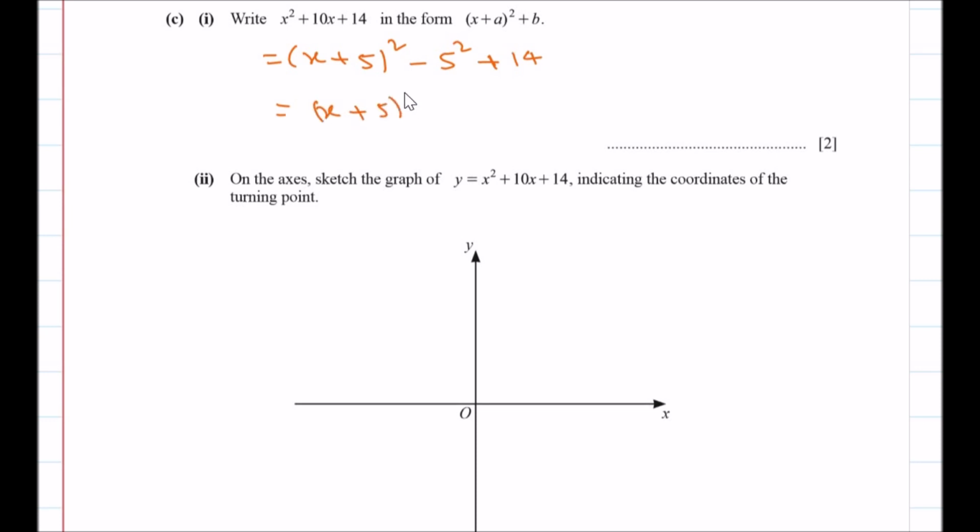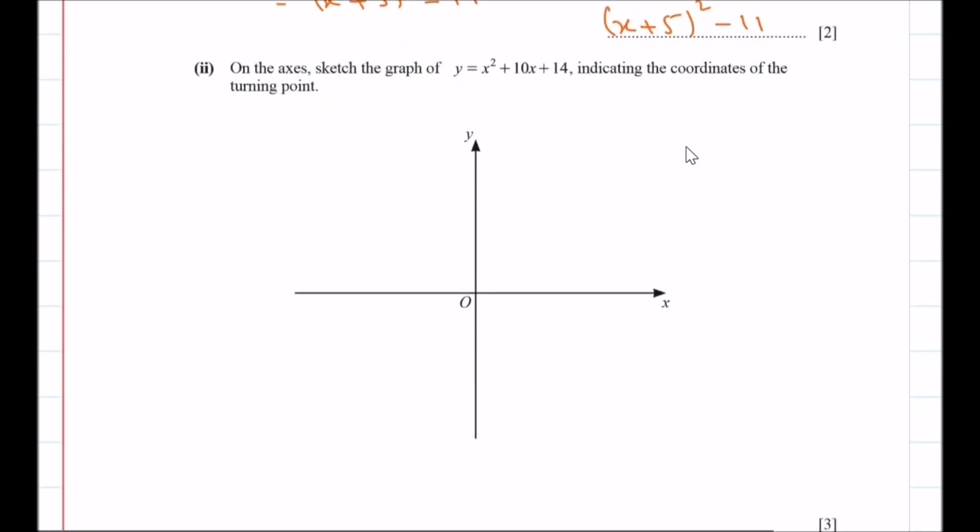So x plus 5 whole square minus 11, because minus 25 plus 14 will be minus 11. So our answer will be x plus 5 whole square minus 11. Okay.